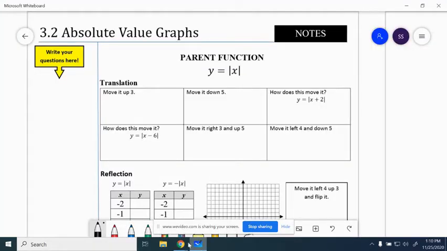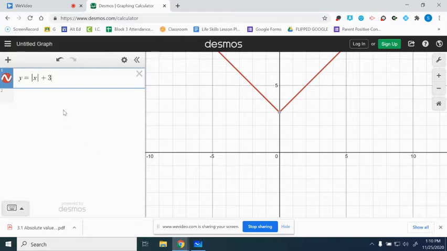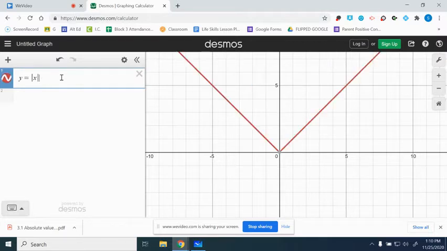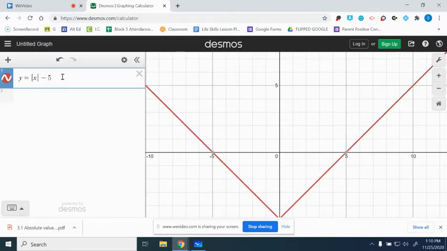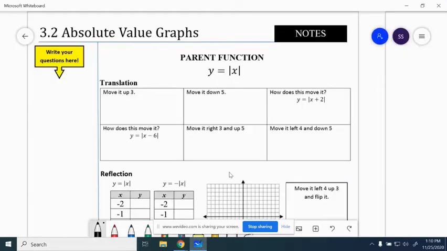Okay, what's the next one? Move it down 5. Okay, well, if doing plus 3 moved it up 3, to move it down 5 would probably just be minus 5. Sure enough, that worked out. So let's go ahead and write these down in our notes here. So if we want to move our function up 3, it's going to be y is equal to the absolute value of x plus 3. If we want to move it down, it's going to be y is equal to the absolute value of x minus 5.